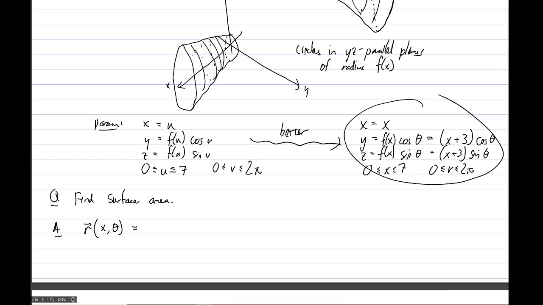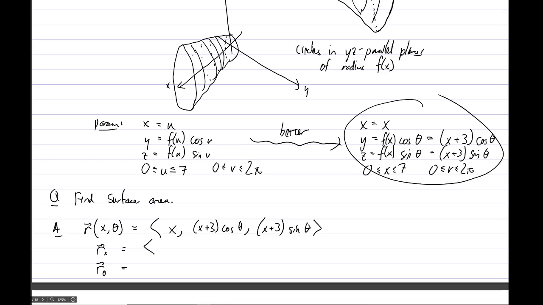Same deal. So then we've got here, just copying from over here, x as the first component, (x + 3) times cosine of theta for the second component, and (x + 3) times sine of theta for the third component. Now, based on what we need to do in a moment, we're going to need to compute partial derivatives. So let's go ahead and do this.